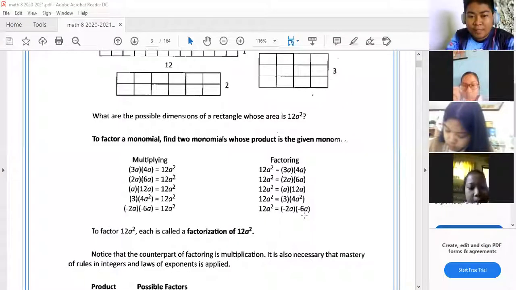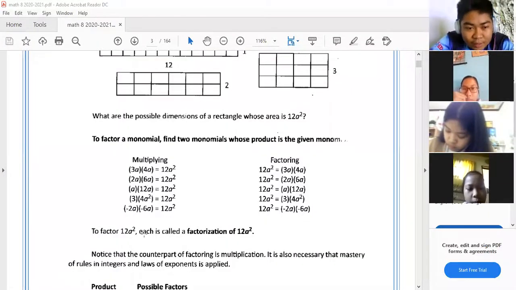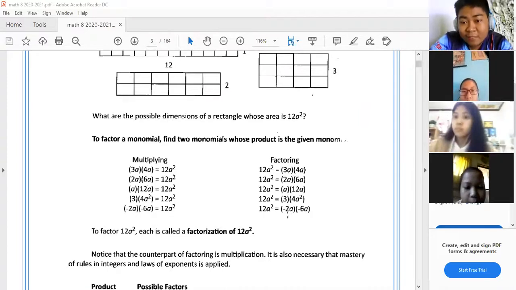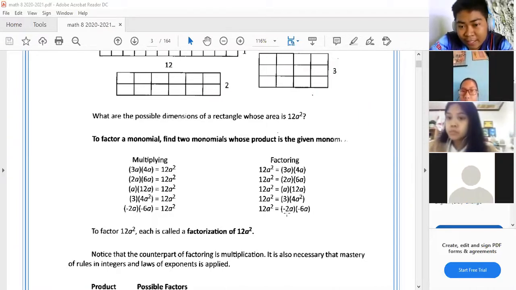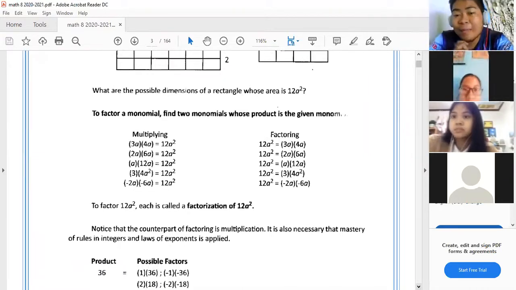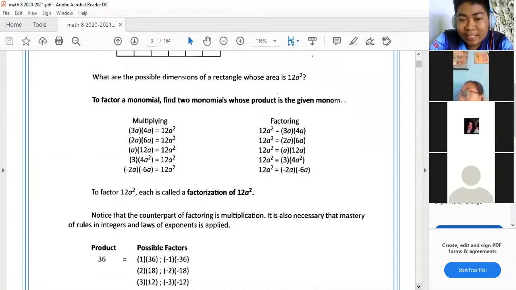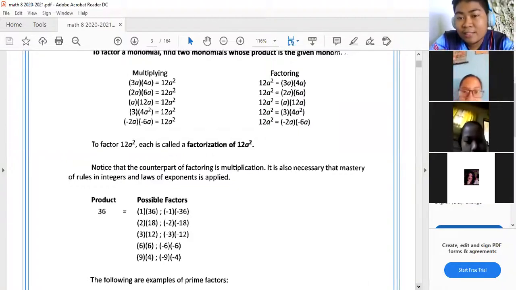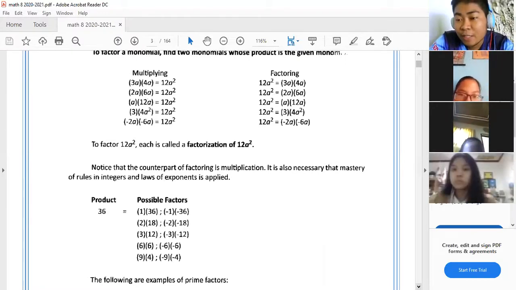Ayan. So, let's go back now. So, the factor, each is called a factorization of 12a squared. So, ayan, yung mga nilist natin kanina, all of these are possible factors. So, pwedeng negative, 2 times negative 6 is equal to 12a squared pa din naman. Di ba? So, in checking, i-multiply mo lang siya. So, notice that the counterpart of factoring is multiplication. It is also necessary that mastery of the rules of integers and laws of exponent is applied.